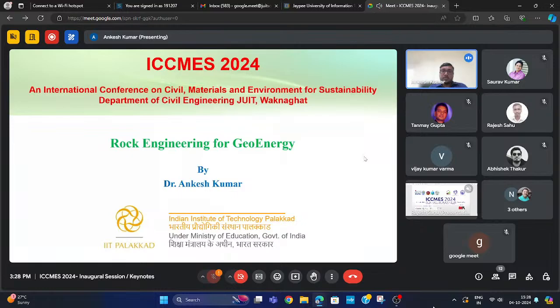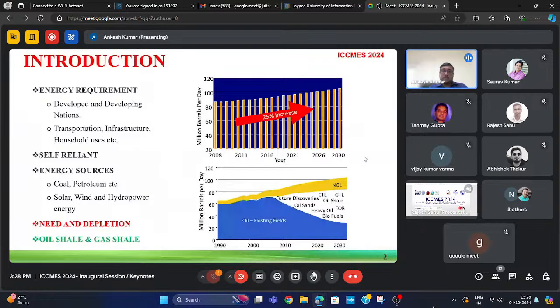As we all know, energy is an important thing for development, and even for our day-to-day life, like household uses. Energy is everywhere. Each country in the present scenario wants to become developed, and to achieve some sort of self-reliance in terms of resources. The main sources of energy are coal and petroleum. If you look at coal, mostly about 70% of our thermal production is from coal.